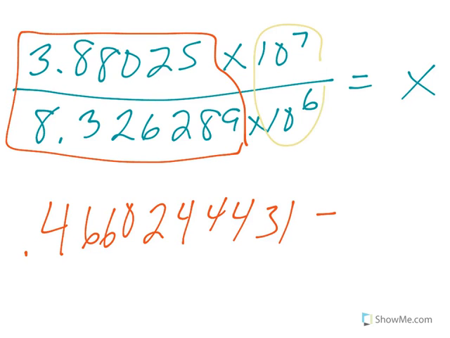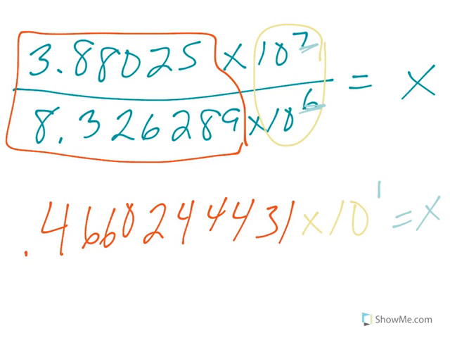And here, then we have to do the times 10 to the, what do I do? If you're dividing same base, you subtract. So 7 minus 6 is 1. So we have times 10 to the first.